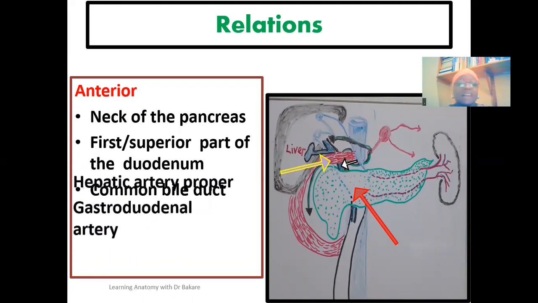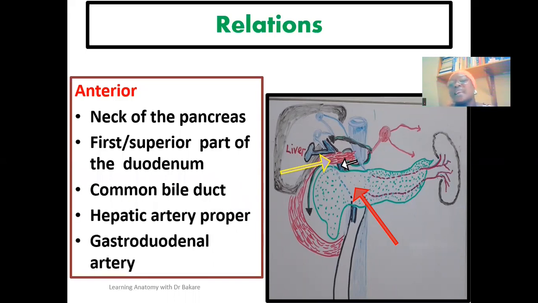Then the next structure we have is the hepatic artery proper and also the gastroduodenal artery. So this is where we have the celiac trunk. We know that the celiac trunk supplies organs that originate from the foregut. So this celiac trunk is further subdivided into the left gastric artery, the splenic artery, and also the common hepatic artery. And this is the common hepatic artery here, arrowed in yellow. It is this common hepatic artery that further subdivides into the hepatic artery proper and also the gastroduodenal artery. So this is the hepatic artery proper here, and this is the gastroduodenal artery.